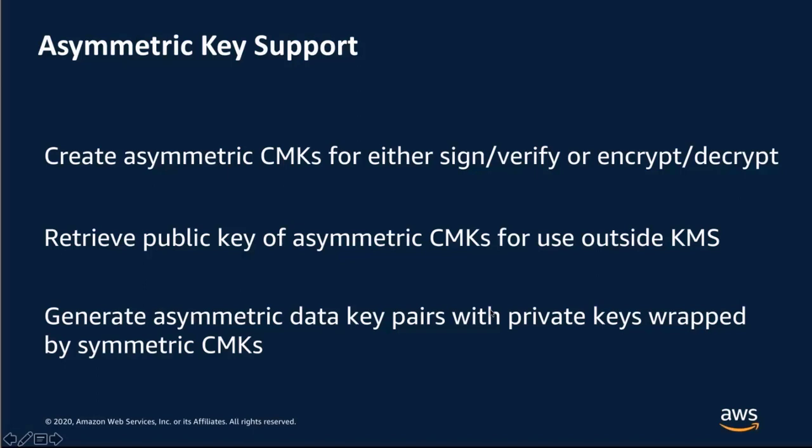So as I mentioned in my example of the overview of KMS earlier, when you make a call to KMS to generate a data key, you will get both the data key in plain text back and also an encrypted copy of the data key back to you. So in this case of asymmetric CMKs, now the private key is given back to you encrypted under a symmetric CMK.